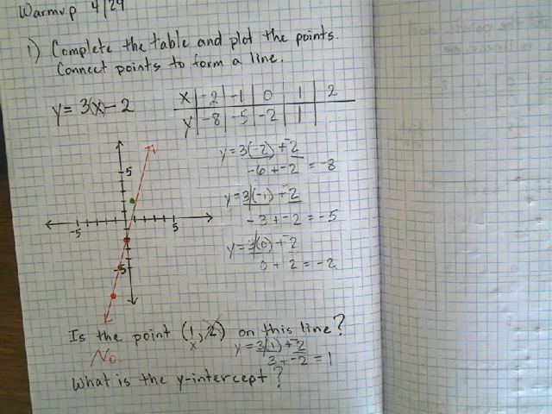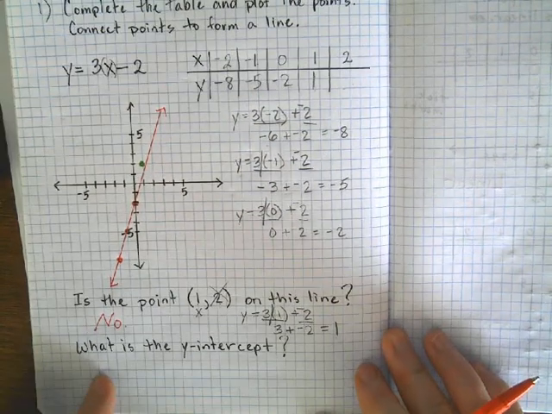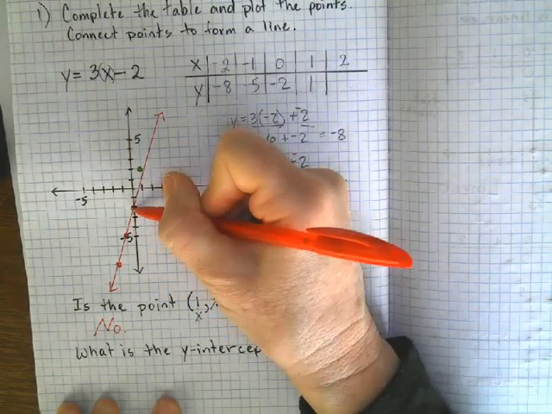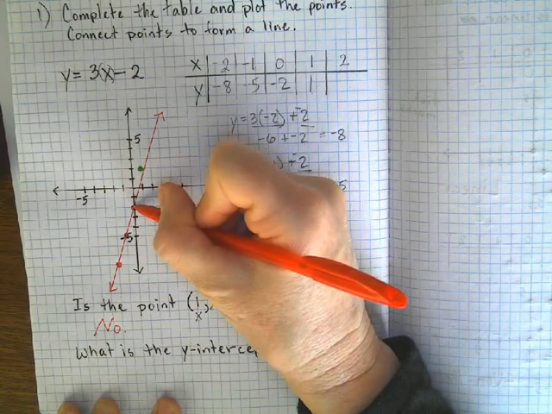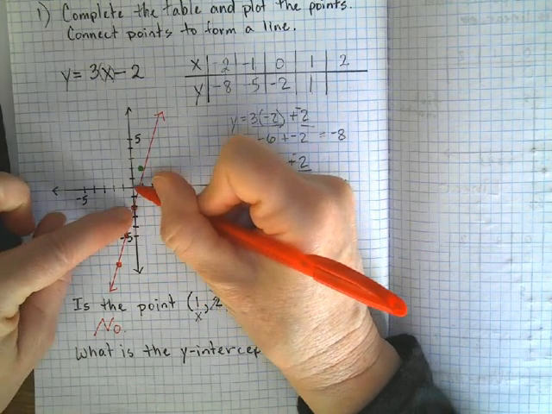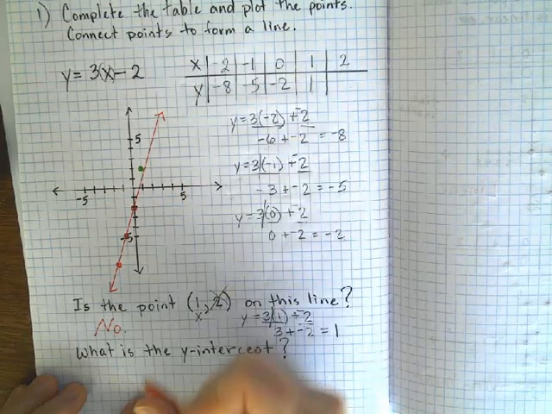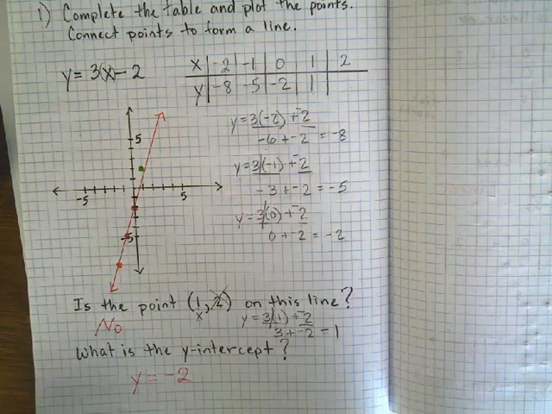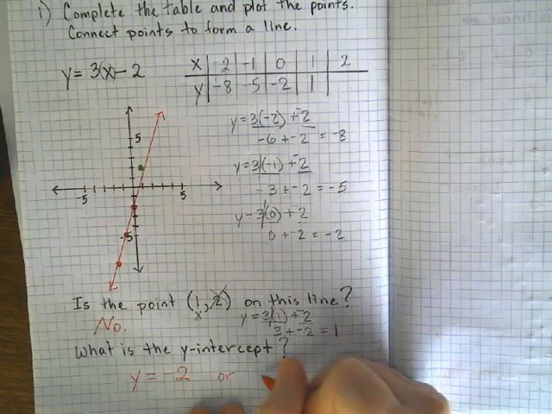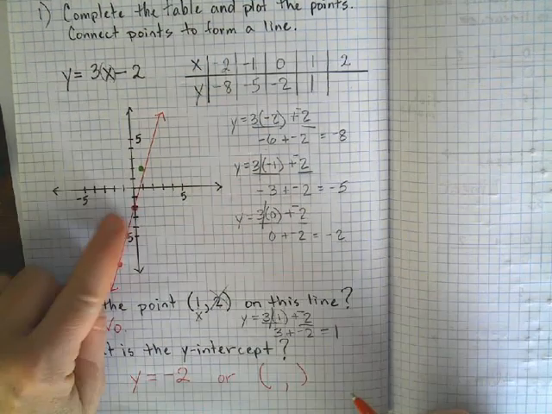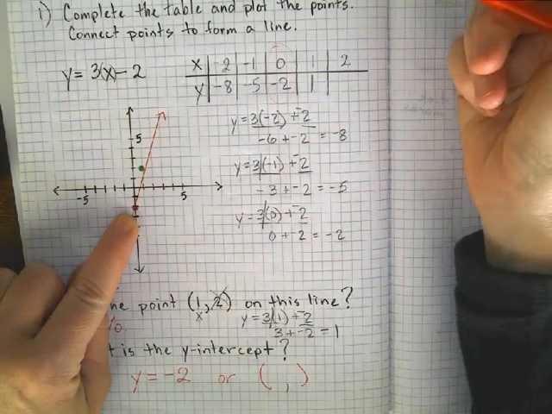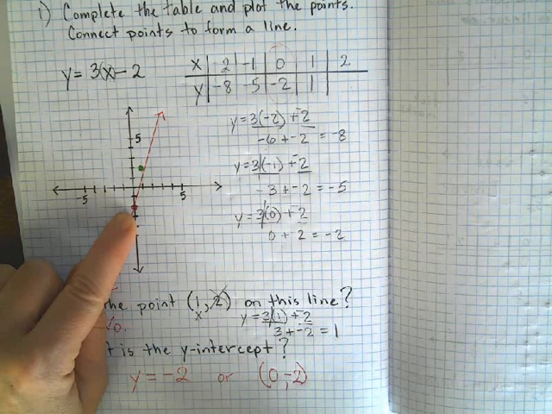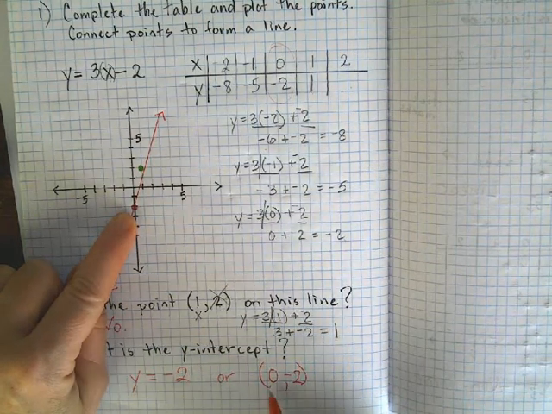Okay, last question. What is the y-intercept? Here's my y-axis. Where does it hit the line? Bam, right there. What number is that? That is at -1, -2. That is at y equals -2. Or I could write it as a coordinate pair. What point is that? That was this point right here. So that is 0, -2. So I can write the answer like this, or I can write it like this.